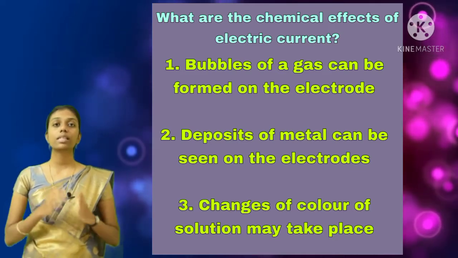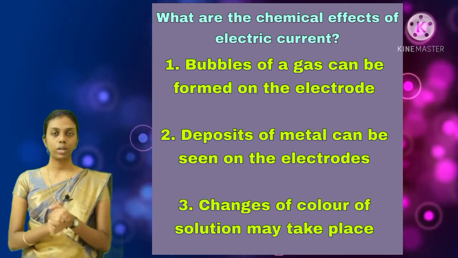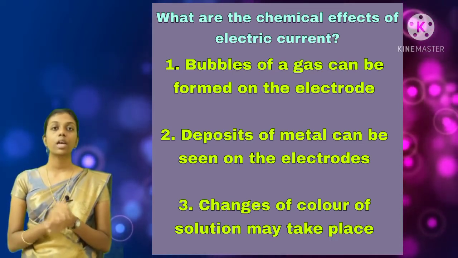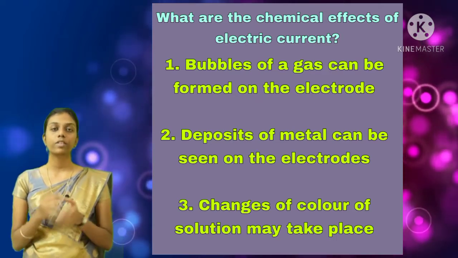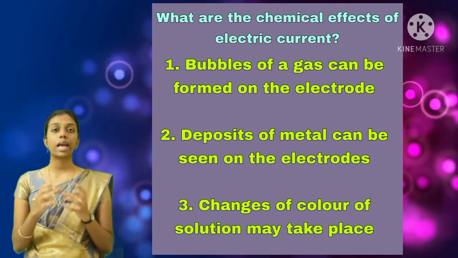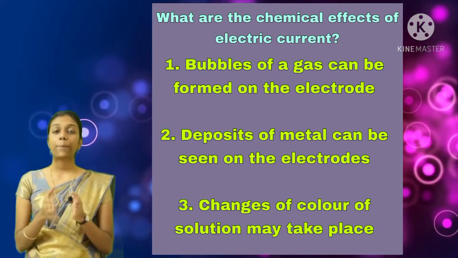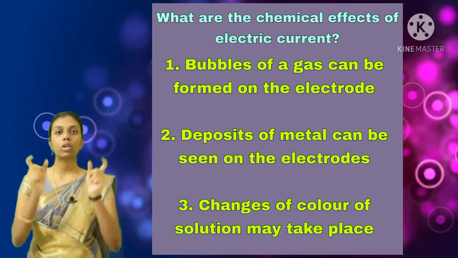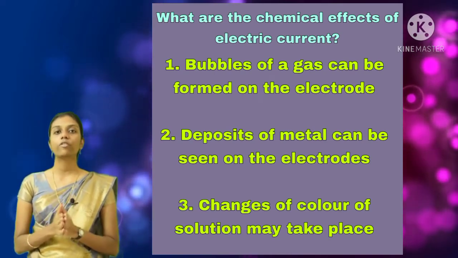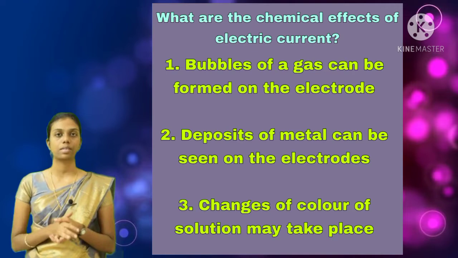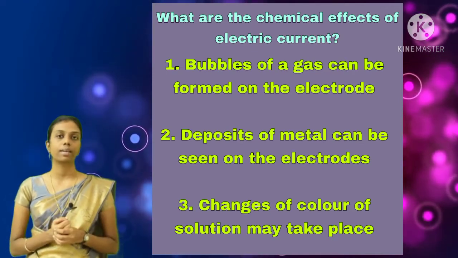So these are the three main chemical effects of electric current. Students, this is very important. What are the three chemical effects of electric current? First one is bubbles of a gas may be formed on the electrodes. Second one is deposits of a metal can be seen on the electrodes. Third one is changes in color of the solution may take place.